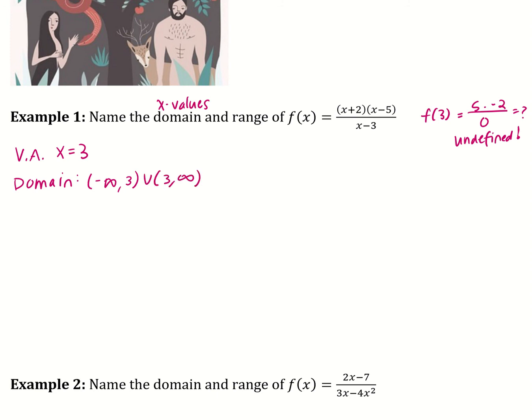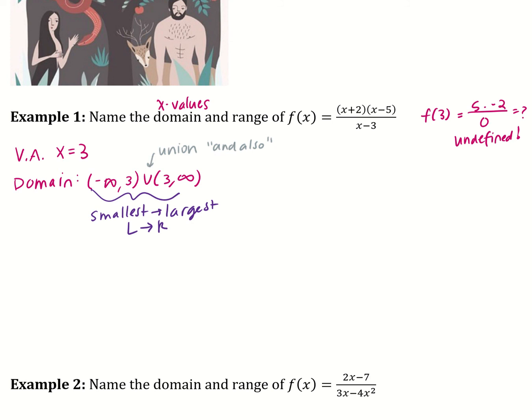A couple of quick notes. This is a capital U, it stands for union. It means and also. Keep in mind that for both domain and range, it's always going from the smallest value to the largest value. So for domain, I like to think of that as left to right. For range, that would be from the bottom actually to the top.